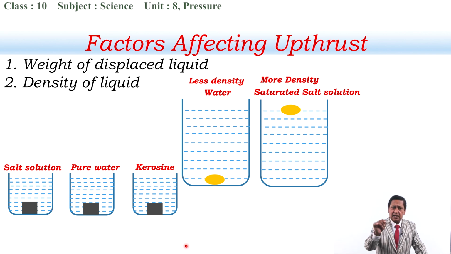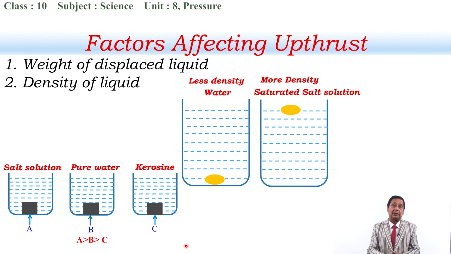But it experiences different upthrust in these different liquids. In the case of salt solution, let's say it experiences upthrust A, the value of upthrust is A. In pure water, the value of upthrust is B, and in kerosene, the value of upthrust is C. If we compare the upthrust exerted by these liquids on the piece of iron, then what is found? A is greater than B and B is greater than C. Very interesting.